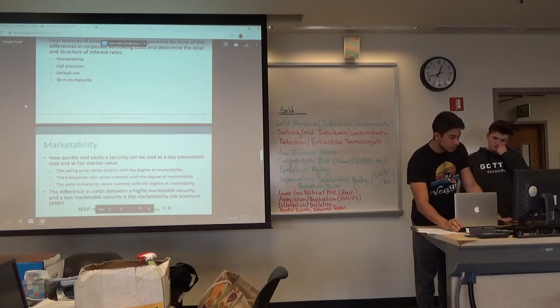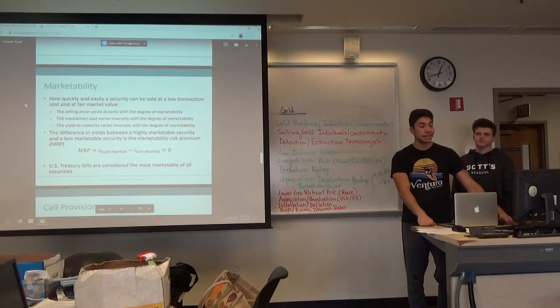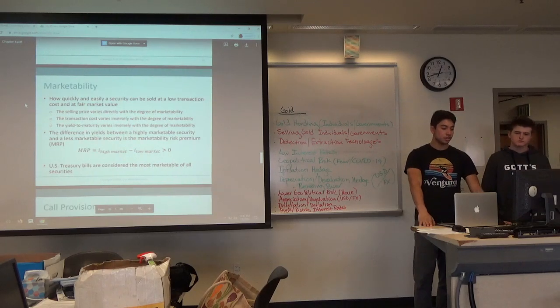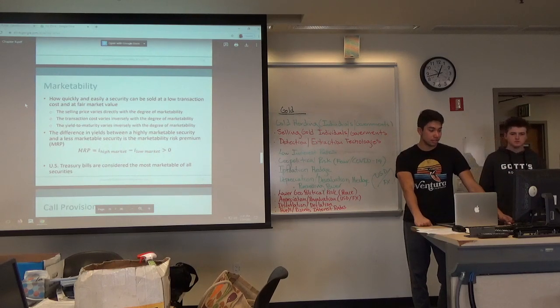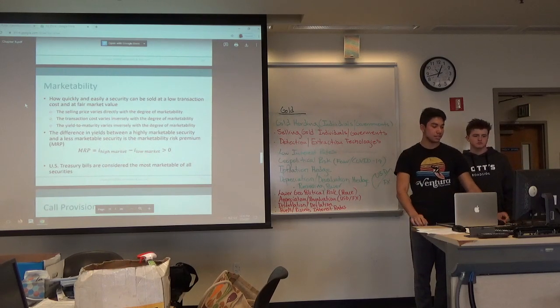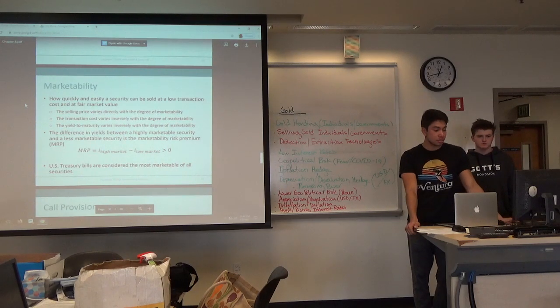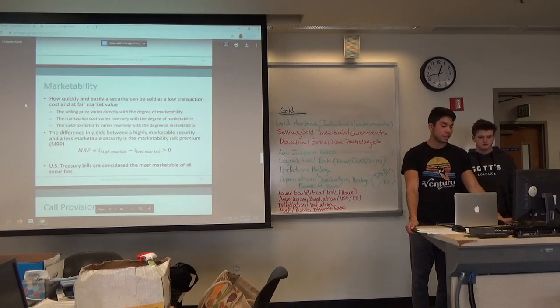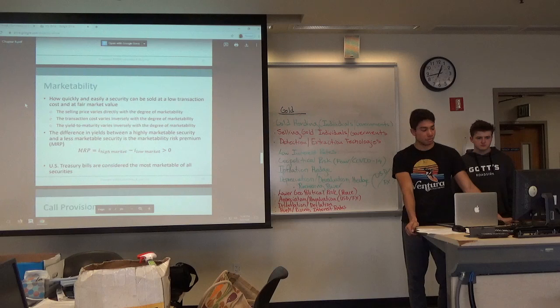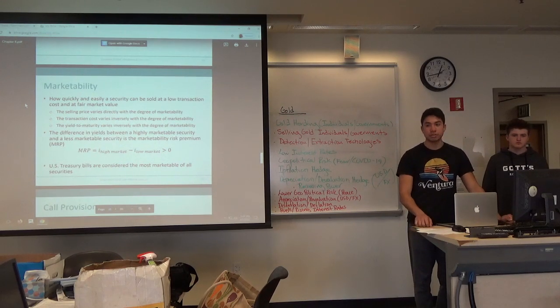So marketability is how quickly and easily a security can be sold at a low transaction cost and at a fair market value. So the selling price varies directly with the degree of marketability, the transaction cost varies inversely, and the yield to maturity varies inversely with the marketability. Basically, it's how easy it is to buy and sell. And the difference in yields between a highly marketable security and a less marketable security is the marketability risk premium, which equals the interest rate on the low marketable bond minus the interest rate on the highly marketable bond. It's greater than 0. And U.S. Treasury bills are considered the most marketable of all securities.